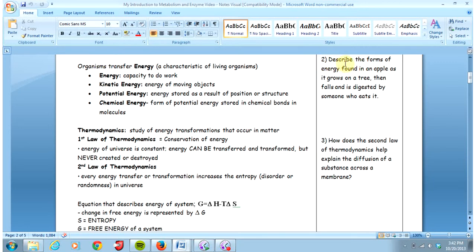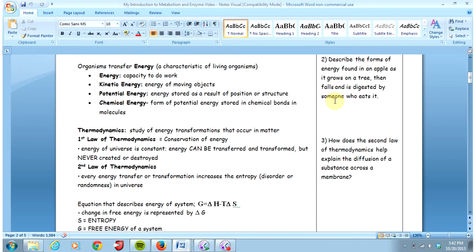In question number 2, it asks us to describe the form of energy found in an apple as it grows on a tree, then falls, and is digested by someone who eats it. So I would probably break this down into steps. The first step, they say it grows on a tree. So in this case, we're building the molecules that are found within the apples, like sugar molecules. And so initially, most of the energy for that apple would be stored in the chemical bonds between the molecules. So there, as the apple is growing, it would have mostly chemical energy, which again is a type of potential energy.